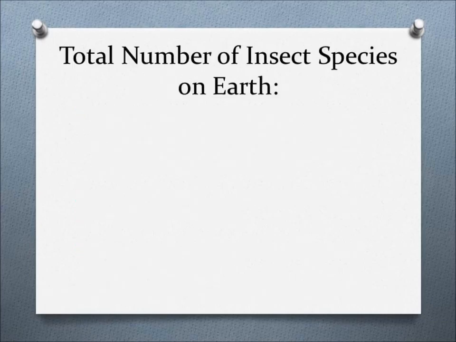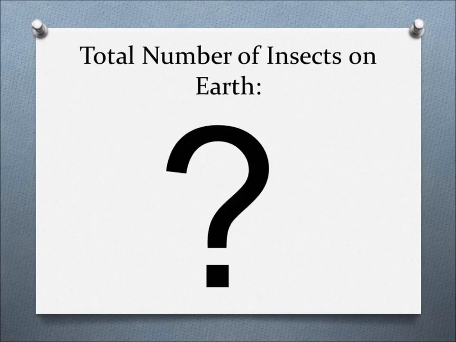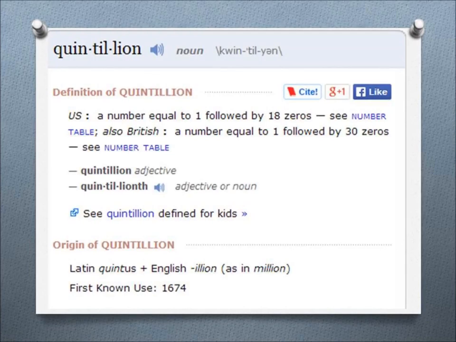So now we've shown that insects have been around for a long, long time. But how many of them are there? How many different species are there? Now, as far as we know, there are over 1 million species of insects. And as for how many actual insects are on this planet right now? An estimated 10 quintillion.